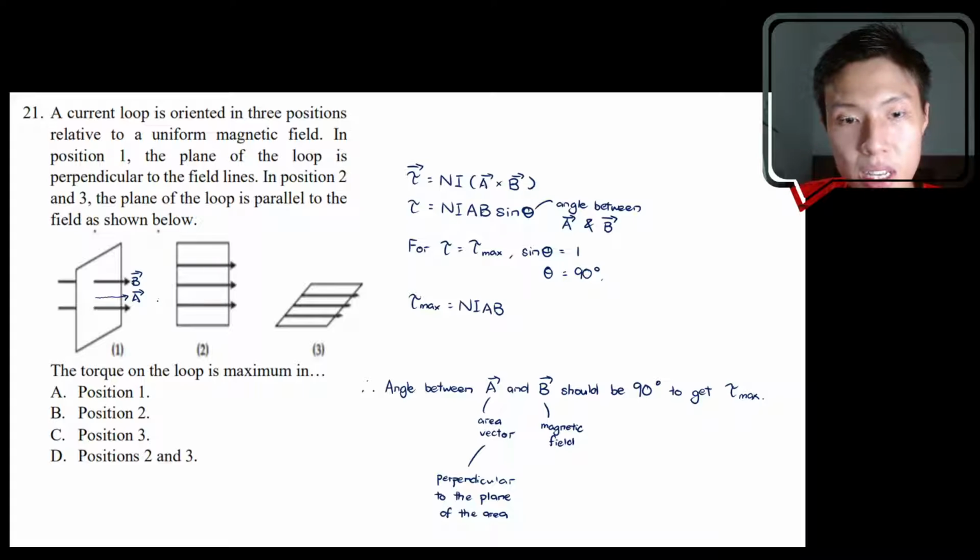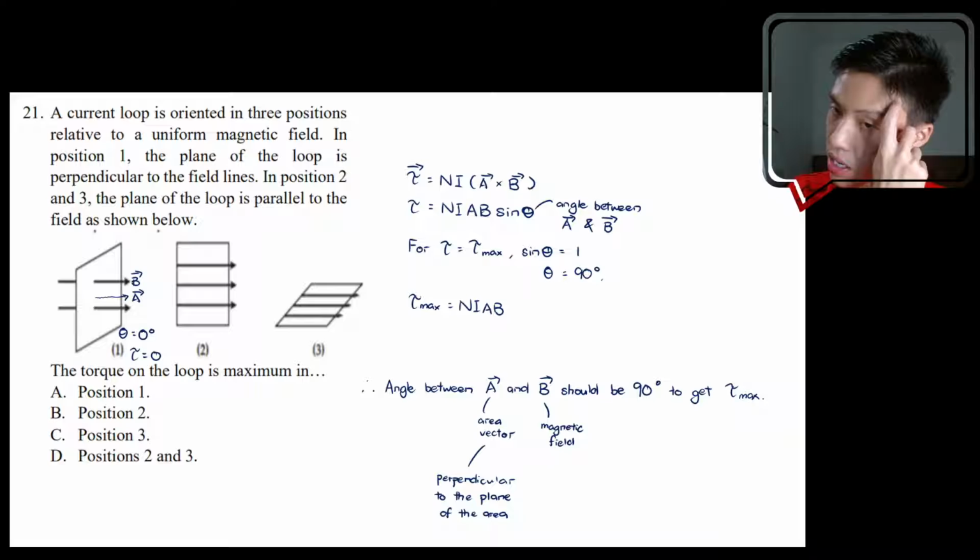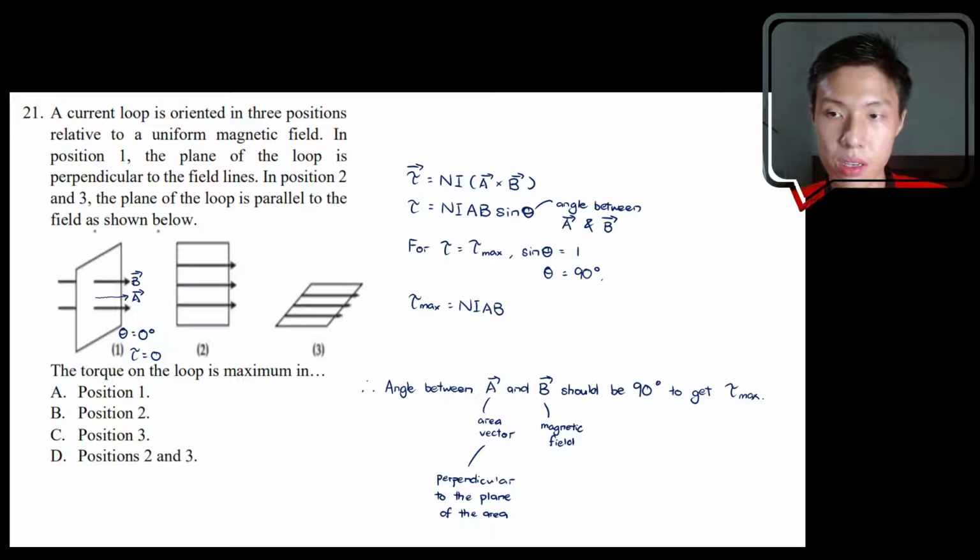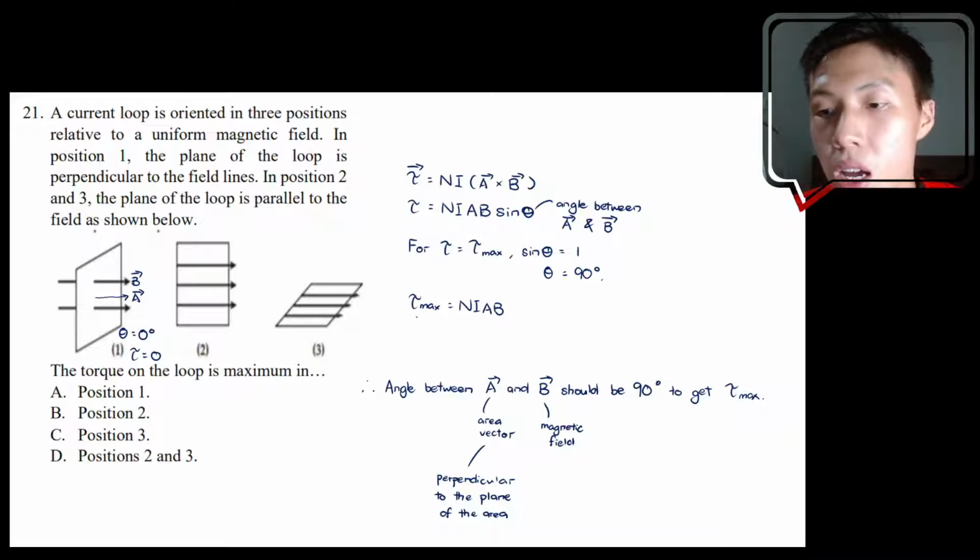And because they are pointing in the same direction, the angle between them should be 0. In this case, your sine theta will become 0. So in this case, your torque will be equal to 0. Okay? Let me double check. Yes. Okay, B.